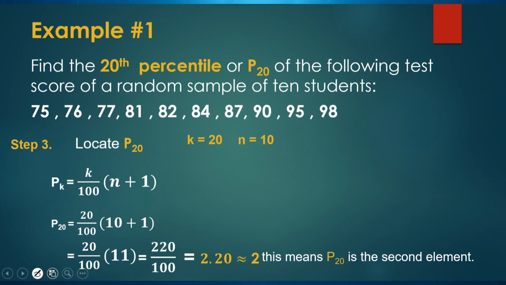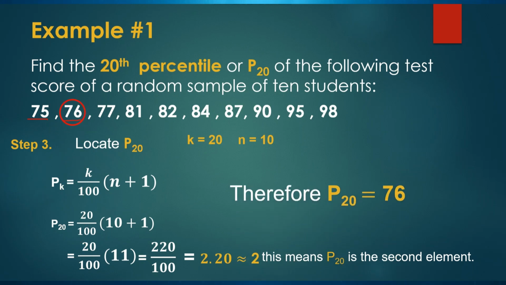So from 75, malawa. So first and second. So the second element, which is 76. Therefore, P20 is equal to 76.